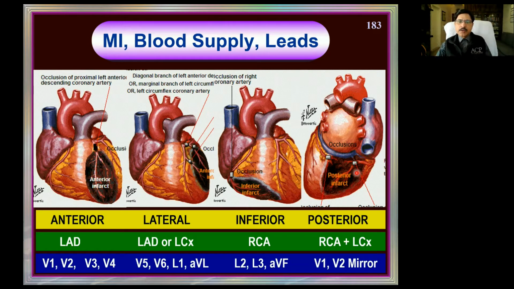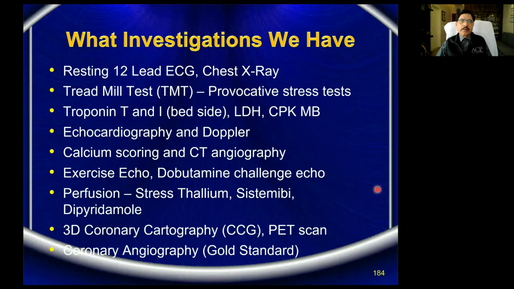Okay. So, this is the orientation in relation to the infarct area, the culprit vessel, and the leads in which we are going to see the changes. Let us now identify some ECGs and say which wall is affected and which vessel is affected.